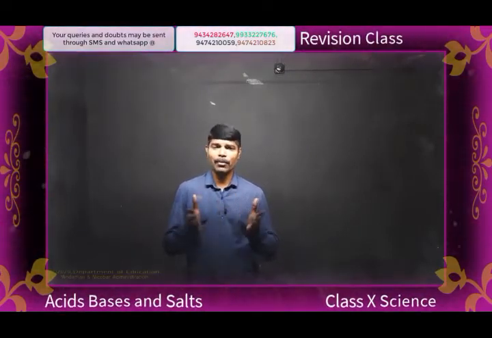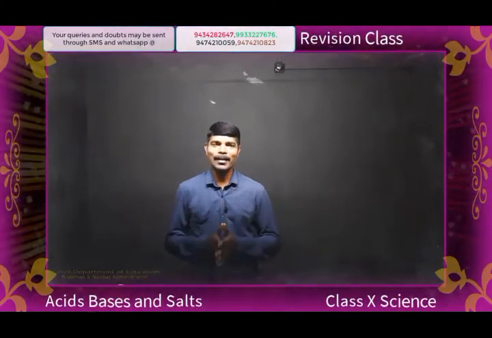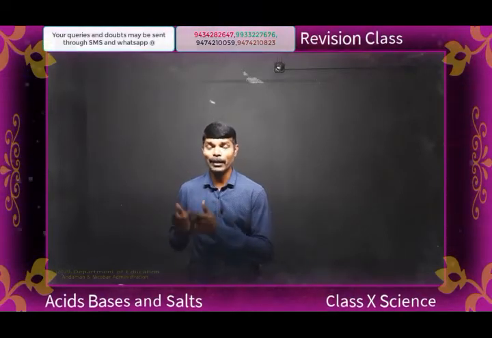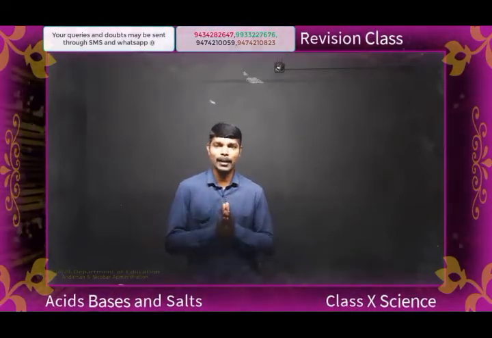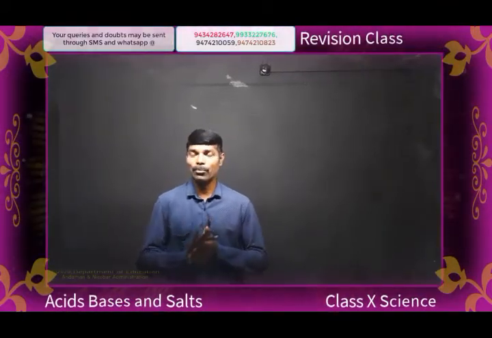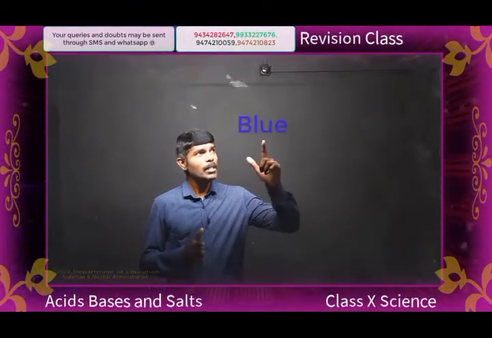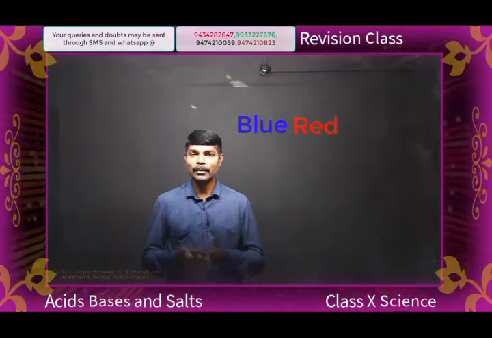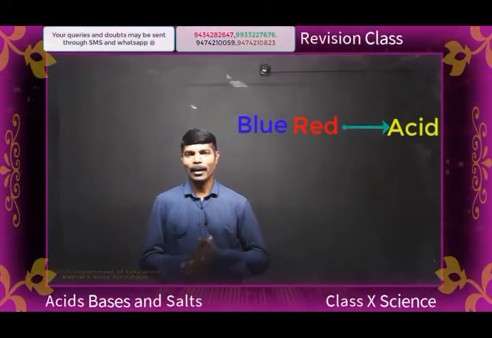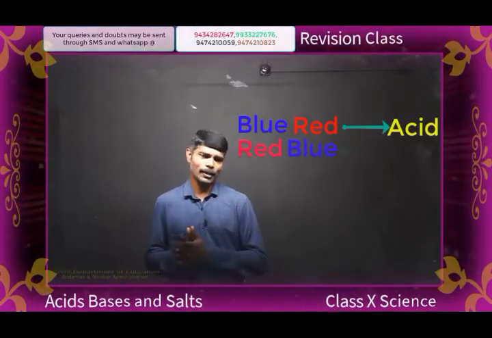So in order to test for the presence of acids and bases, we use an indicator. What is an indicator? Indicators are substances which indicate the presence of acids and bases by changing color. Usually we use litmus as an acid-base indicator. When blue litmus changes into red, it is an acid. So in acidic medium, blue litmus changes into red, and in basic medium, the red litmus changes into blue. Always keep this in mind.